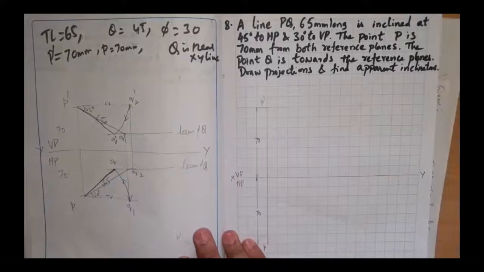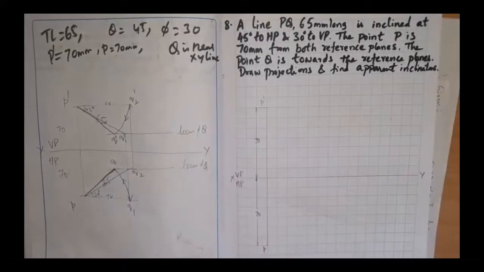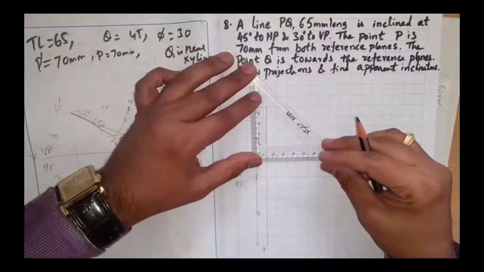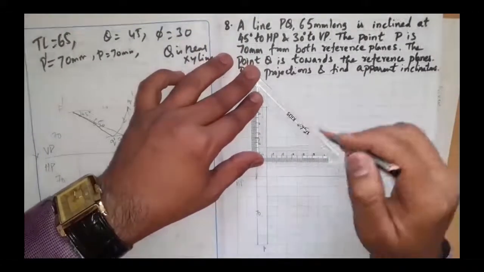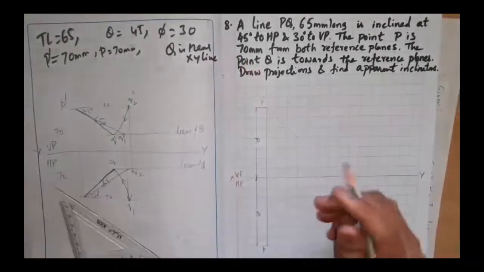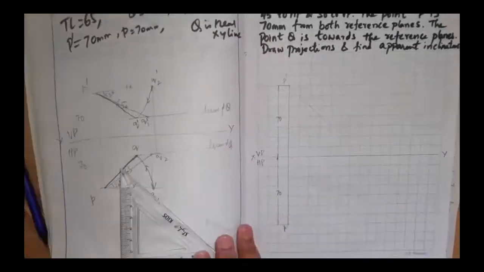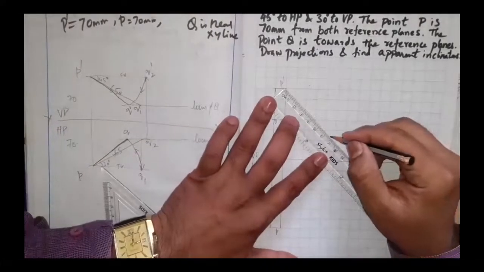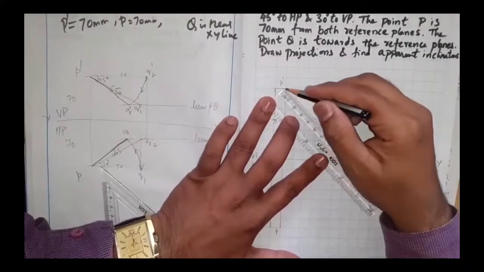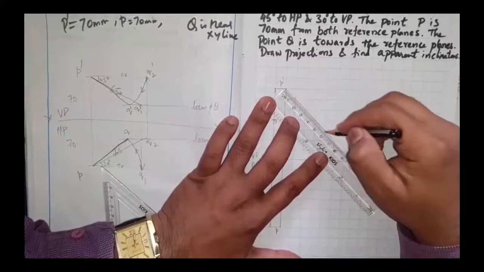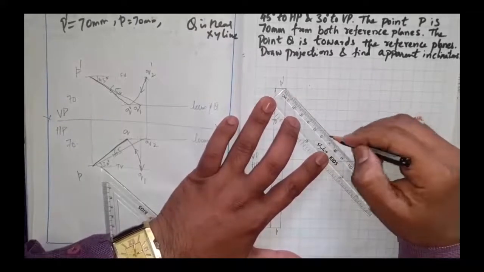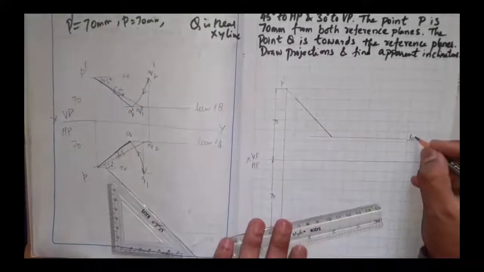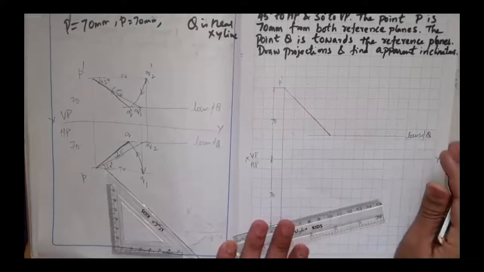I can draw using a set square. See 45-degree, I'm going to directly draw a line. For what length? 65 mm is directly given. So 45-degree and take 65 to get the true length. And this locus is, you have got the locus of Q above HP.